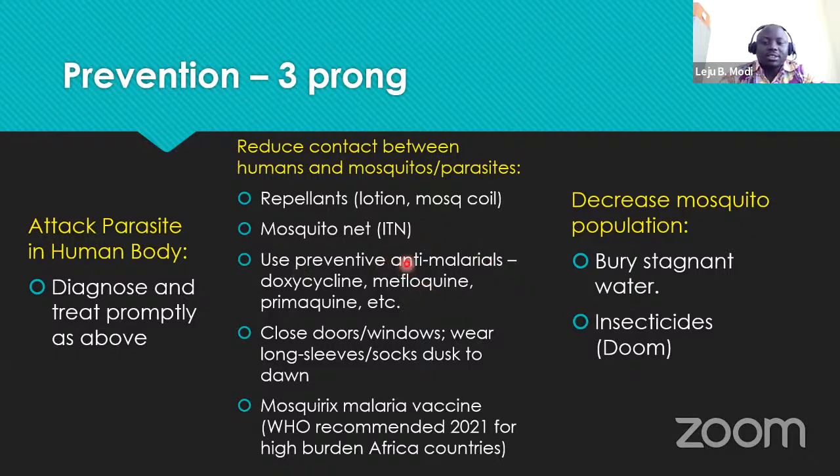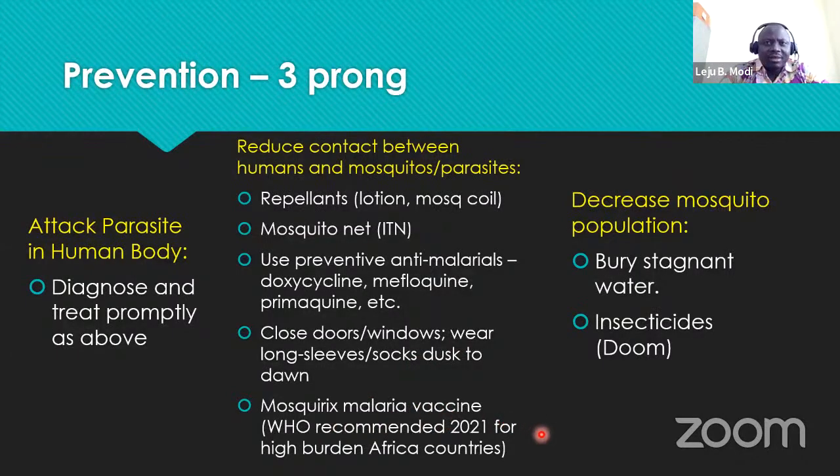They may take these antimalarials in time. Some of them can take them 1 month before, others a few weeks before they travel, and then continue to take them when they are in the areas of high prevalence. Closing the doors and windows, especially in the early evening, and wearing long sleeves and socks in the evening, from dusk to dawn. These are other ways we can keep the mosquitoes away from us, so the parasite cannot reach our bodies.